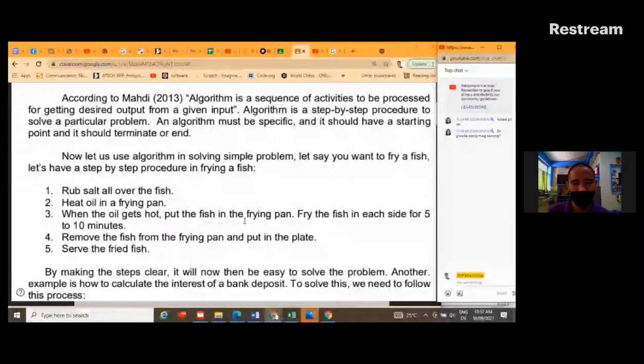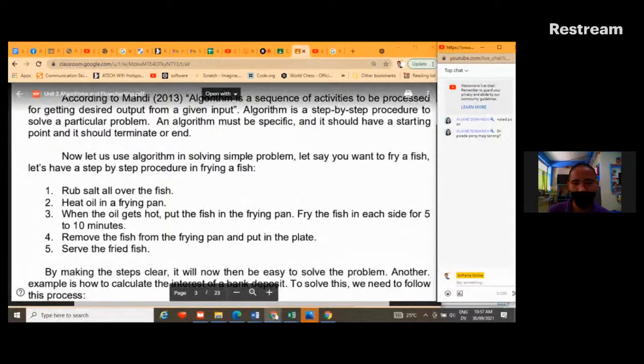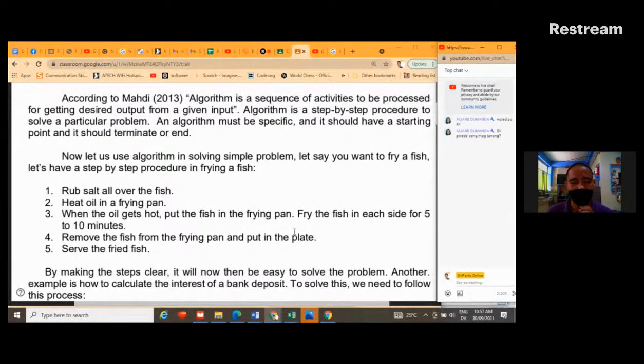So 5 to 10 minutes. Then remove the fish from the frying pan and put it on the plate and serve the fish. Yes, you can ask question.